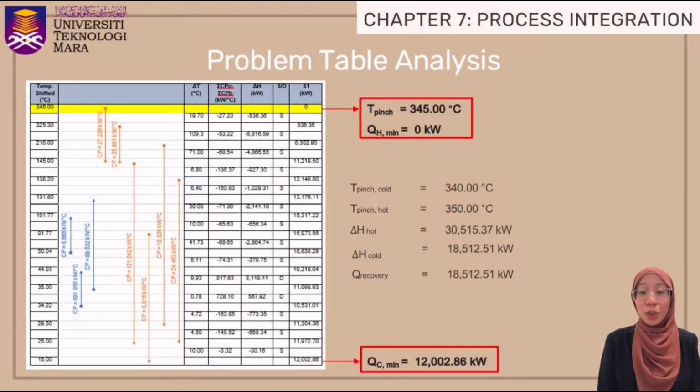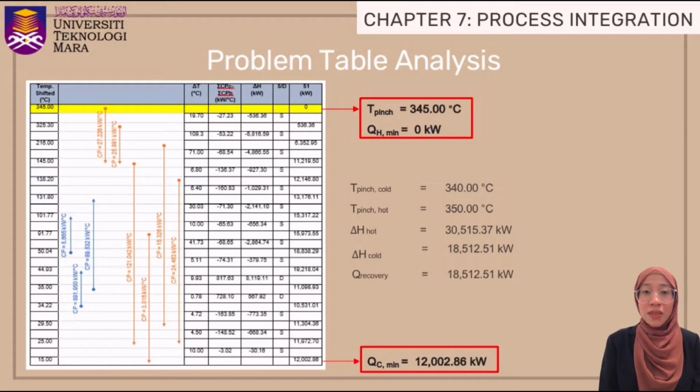Based on the data from the previous table, we can use it to perform PTA. According to the second law of thermodynamics, heat can only be transferred from high temperature to low temperature. A negative heat flow is invisible as heat cannot be transferred up the temperature scale. If you can see from the table, the pinch temperature is 345 degrees Celsius, which is located at the first interval. The hot and cold utilities consumption are 0 kW and 12,002.86 kW.